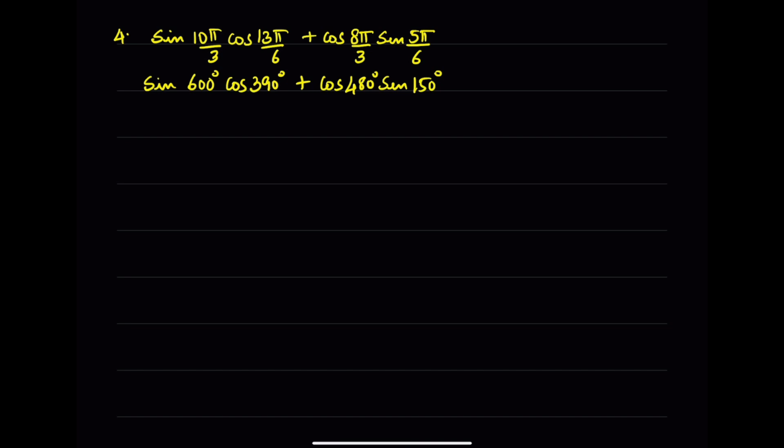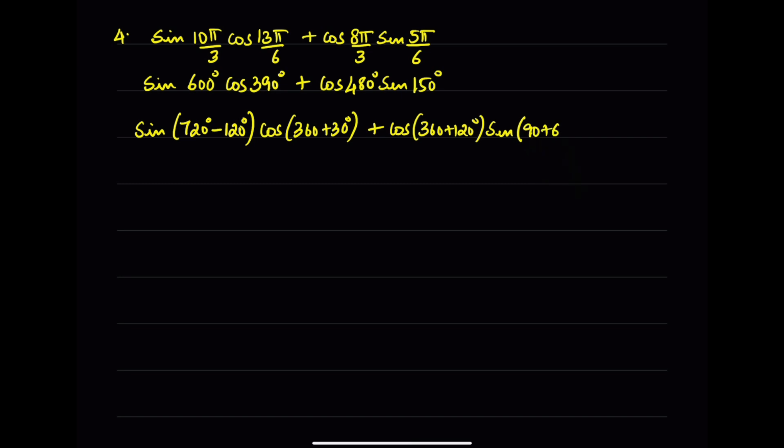Now sine 600 can be written as sine of 720 minus 120. Cos of 390 can be written as cos of 360 plus 30, plus cos of 480 can be written as cos of 360 degrees plus 120 degrees, and sine of 150 can be written as sine of 90 plus 60 degrees.